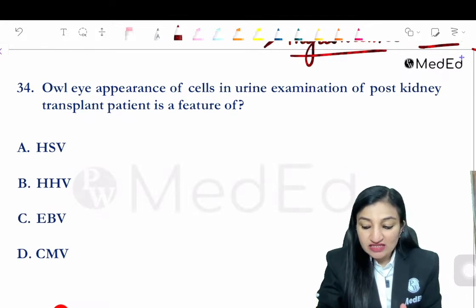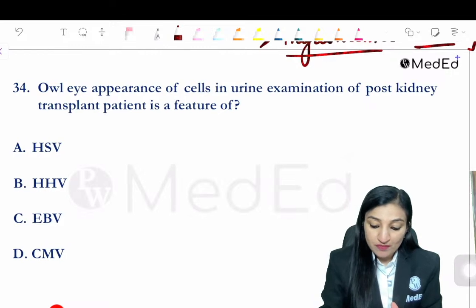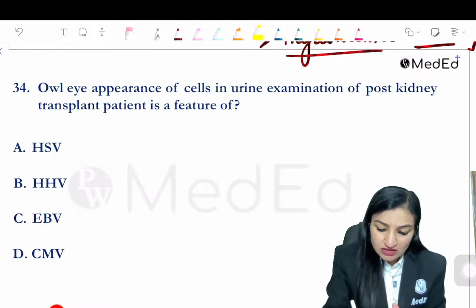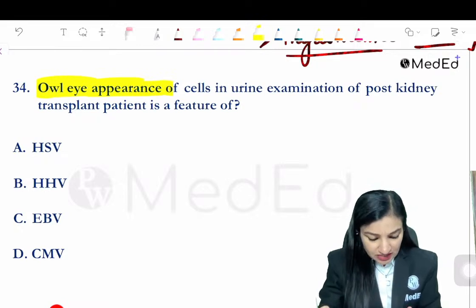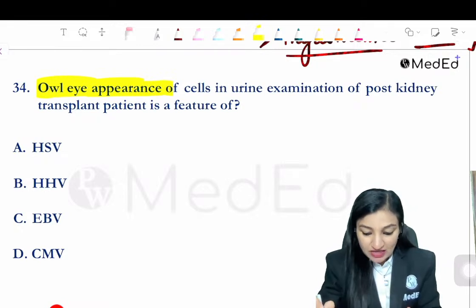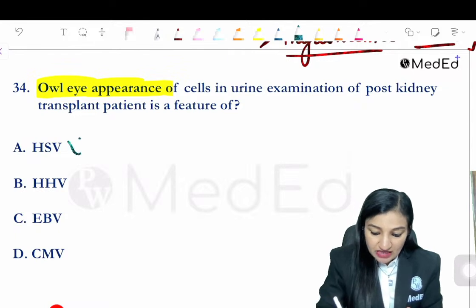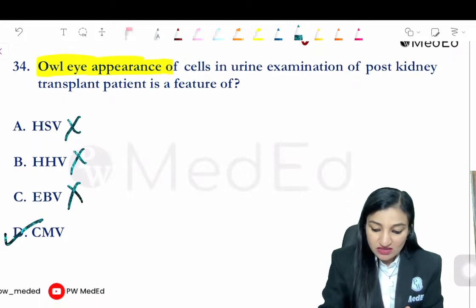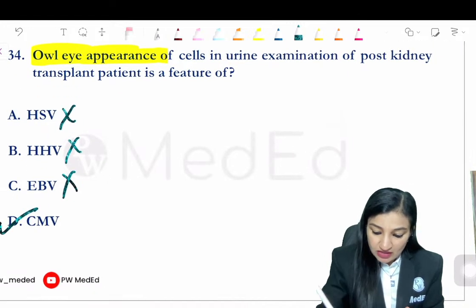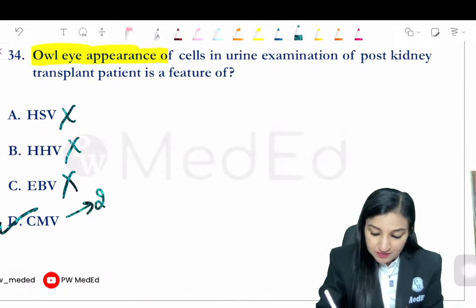Owl's eye appearance of cells in urine examination of post kidney transplant patients is a feature of. They already have mentioned the biggest clue in the question, typical appearance or owl's eye appearance. Not HSV, neither HHV, that is human herpes virus, not Epstein-Barr virus, but cytomegalovirus. Cytomegalovirus is the largest herpes virus.